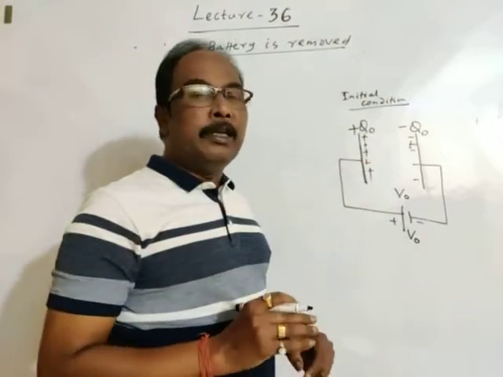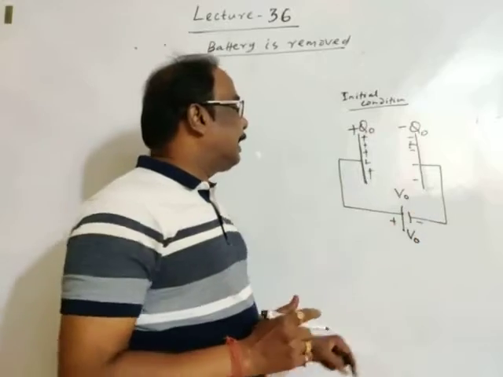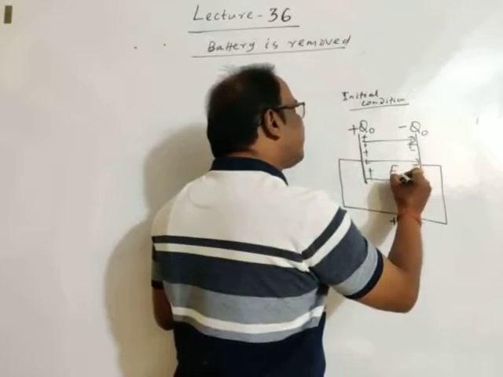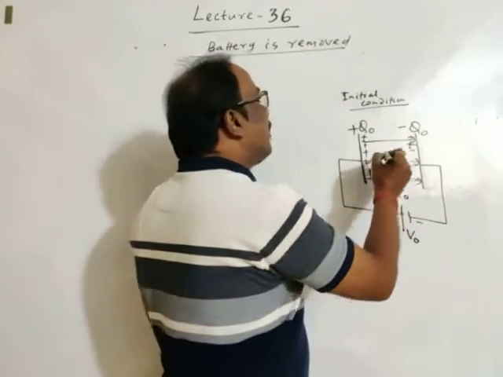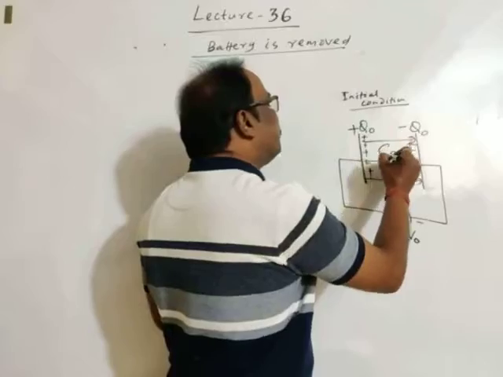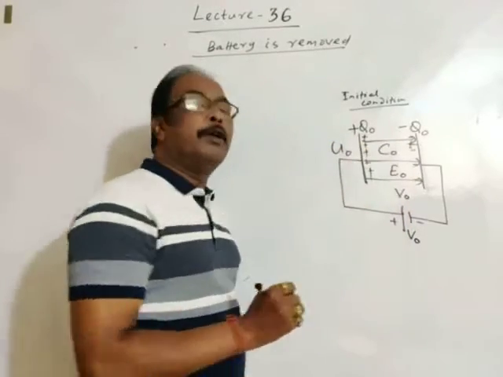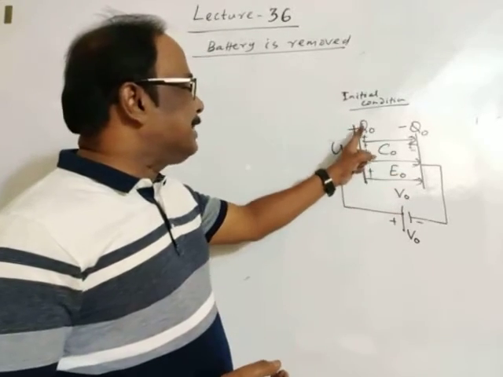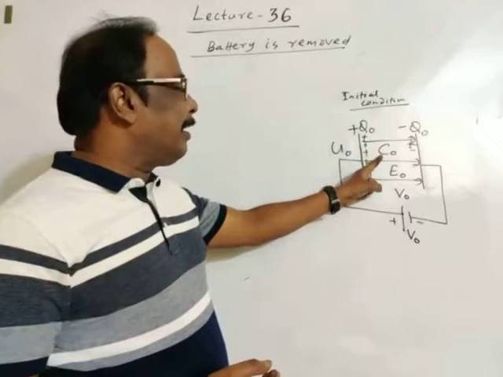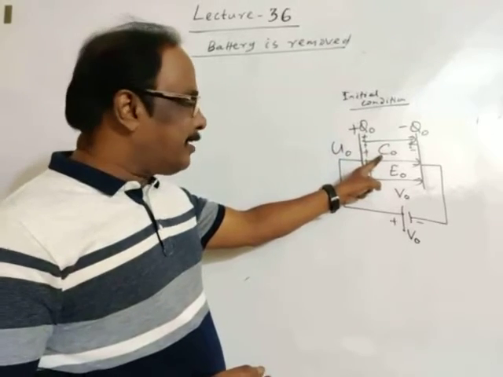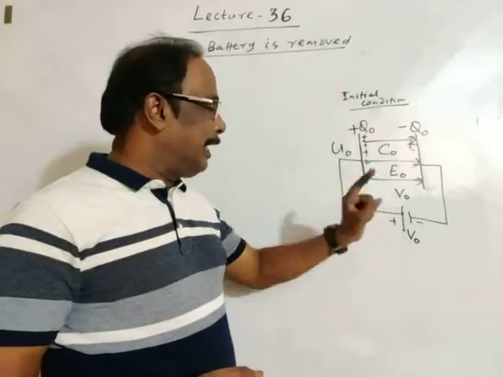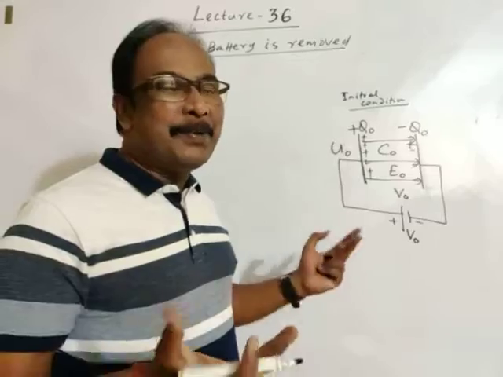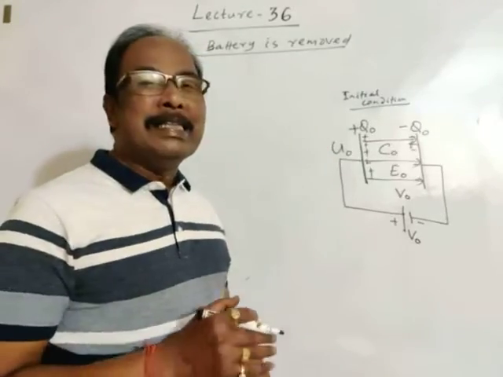When the capacitor is fully charged, the charge is Q naught, the potential difference is V naught, and obviously an electric field exists. That electric field is E naught, and the capacitance is C naught. The energy stored in the capacitor is U naught. All these refer to the initial condition. Initial charge is Q naught, initial capacitance without dielectric is C naught, initial potential difference is V naught, and energy stored is U naught, since the capacitor is charged.